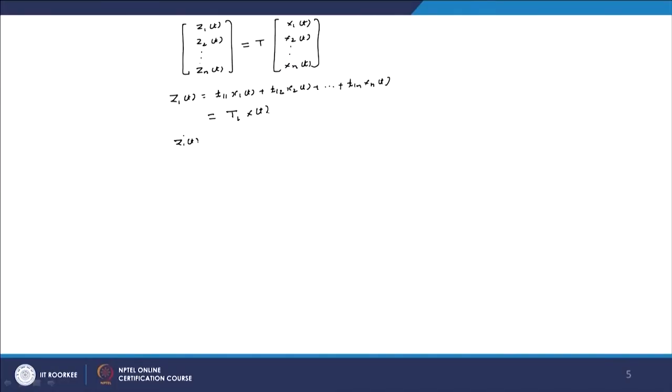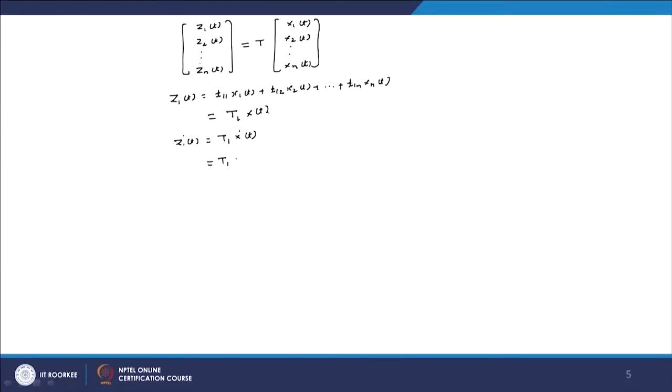Now, we have seen that there are different states. So if you want z2, what do we have to do? We have to take the derivative of that state. If you take z1 dot of t, that gives you z2(t). So we take the derivative on both sides, and we get z1 dot(t) equal to T1 into x dot(t). We know x dot(t) equals Ax plus Bu, so we rewrite this as T1 into Ax(t) plus Bu(t). Solving this equation, we get T1 A into x(t) plus T1 B into u(t).